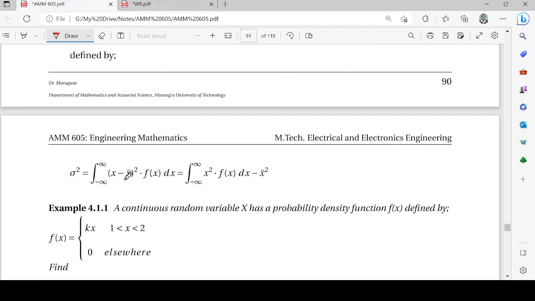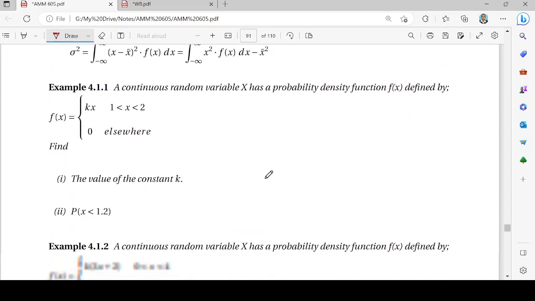So instead of writing the integral of (x minus x bar) squared times f(x), we can integrate x squared times f(x) and then subtract the square of the mean. Now we have an example.